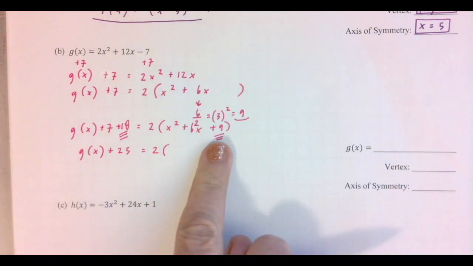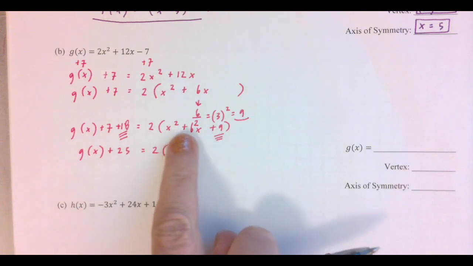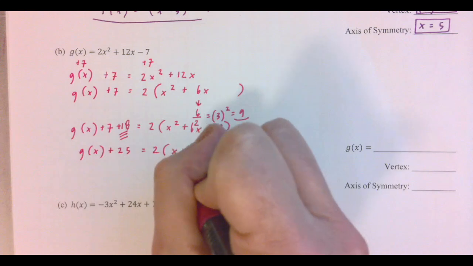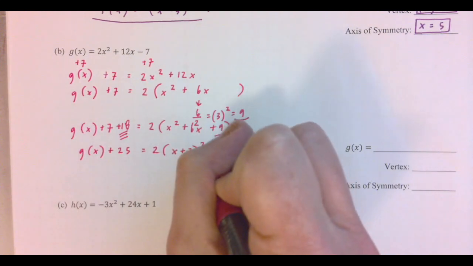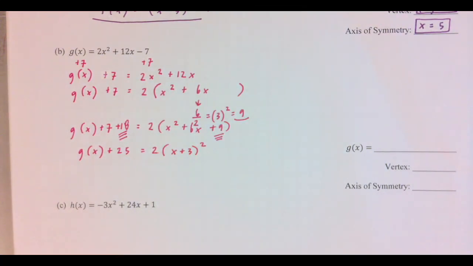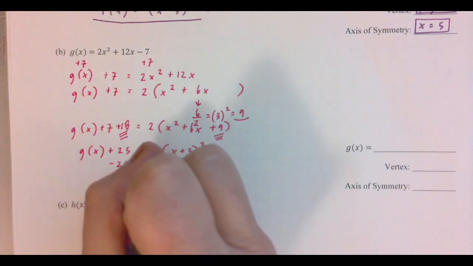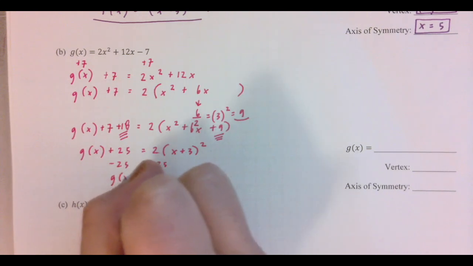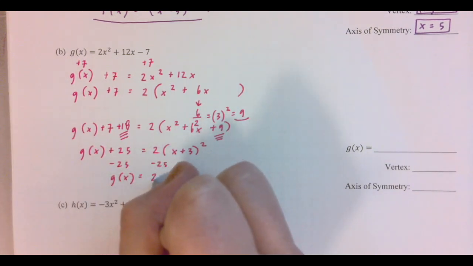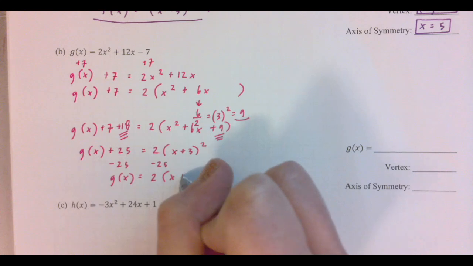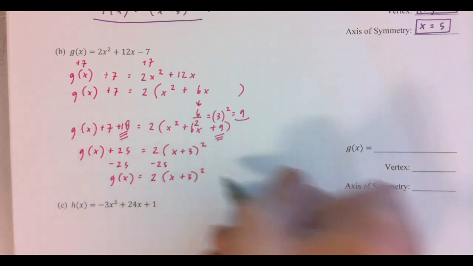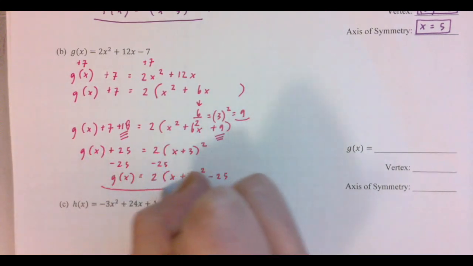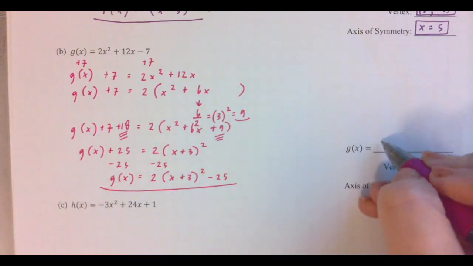Again, this is now a perfect square trinomial. It factors into a binomial squared. It factors into x plus 3 as a quantity squared. Okay, last thing to do is take away the 25. So now g of x is equal to 2 times, in parentheses, x plus 3 as a quantity squared, and then take away 25. And then transfer it over here.